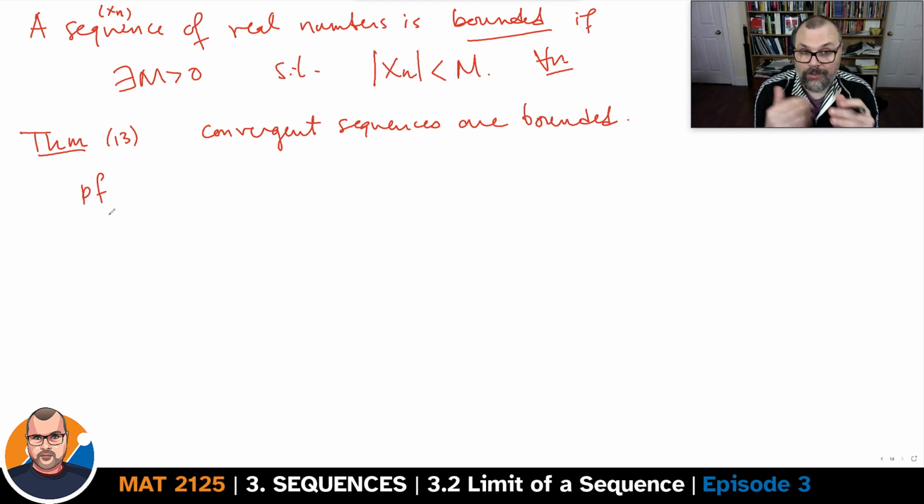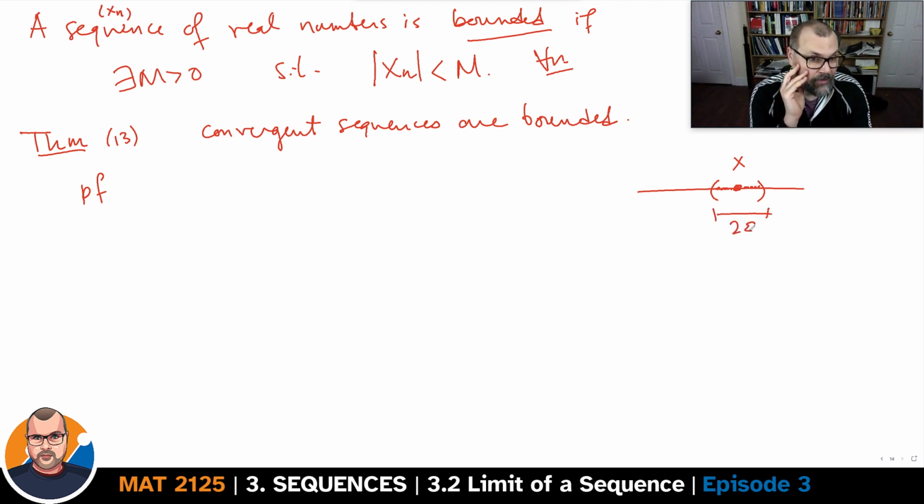In order for a sequence to be convergent, eventually all of the points have to fall in the epsilon neighborhood. Well, the epsilon neighborhood is bounded, right? All of the points are in there except for potentially a finite number of points. And then each of these points being a real number is also bounded. There's some constant which would be larger than all of them. So you would expect the convergent sequence to be bounded.